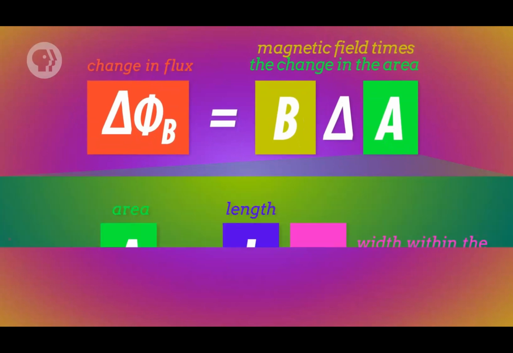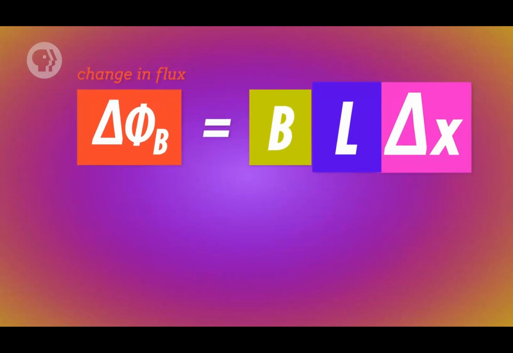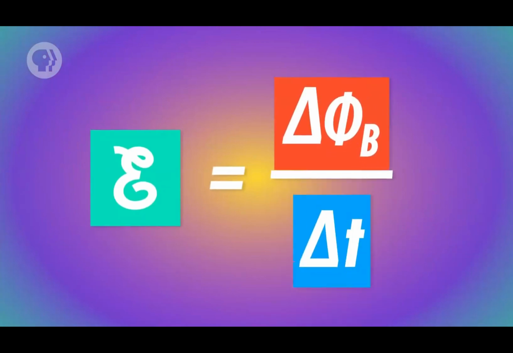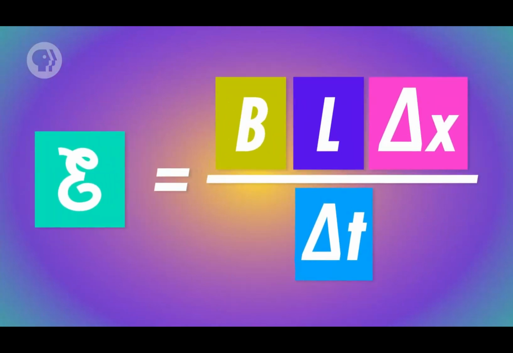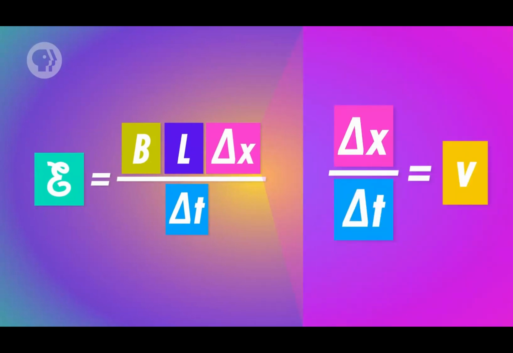And the area of the loop is equal to its length, which we'll call L, times the width of the loop that's in the magnetic field, which we'll call X. As you move the loop out of the magnetic field, the amount of its width within the field, X, changes. So, the change in magnetic flux is equal to the strength of the magnetic field times the length of the loop times the change in its width within the magnetic field. So the strength of the induced EMF will be equal to all of that divided by the change in time. Thankfully, there's a way to simplify all of this. The change in x over the change in time should look familiar.